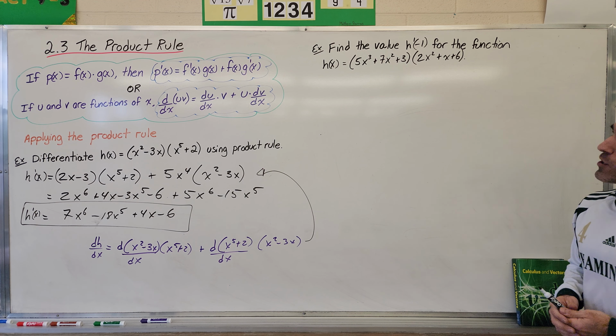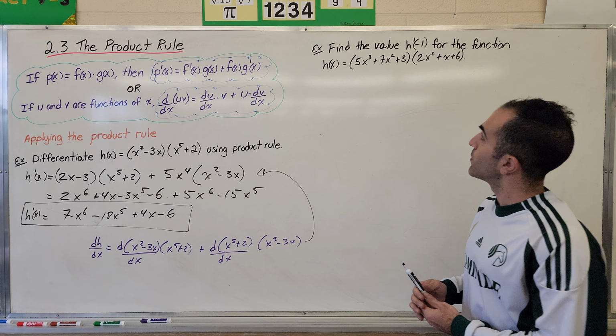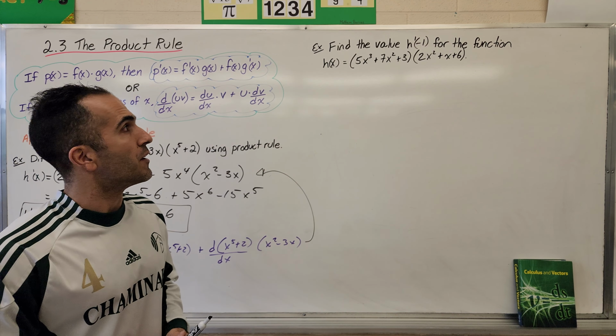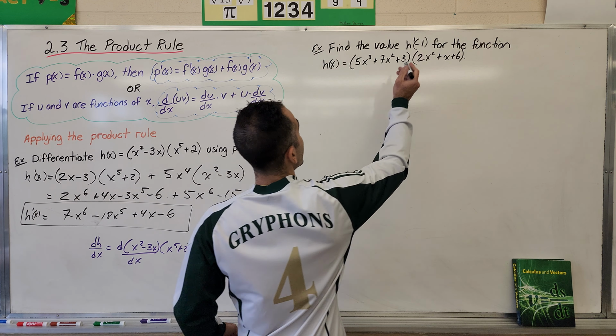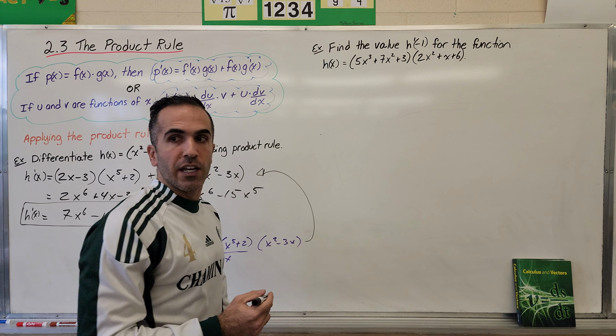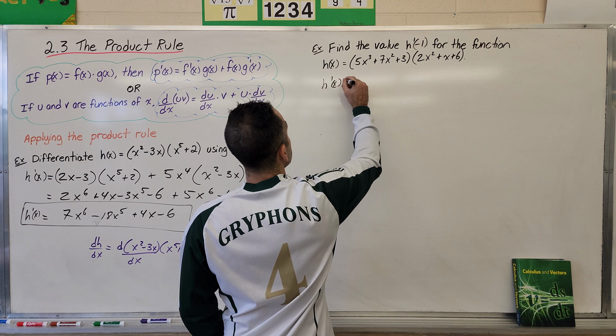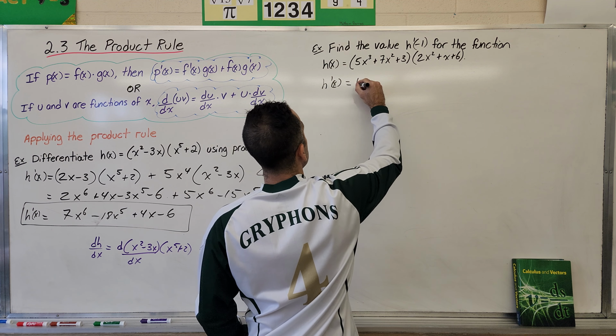Okay, we're going to do this one. We've got two trinomials multiplied. Find the value of h prime at -1 for this function. So first thing, I have to find h prime before I plug in -1. So take a look at the question. h prime at x equals the derivative of this.